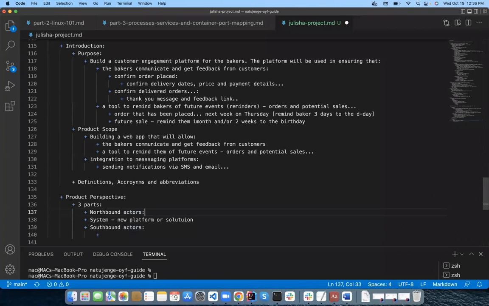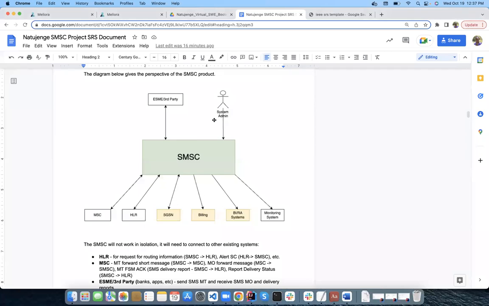So Northbound Actors are people who come to you, so systems and people who connect to you. And Southbound Actors are systems you connect to. When you're doing the diagram, some people could call them inbound, outbound. There is no issue in making a mistake and putting something here, as long as you don't miss the point that there is a system that either is connecting to you or you're connecting to it.